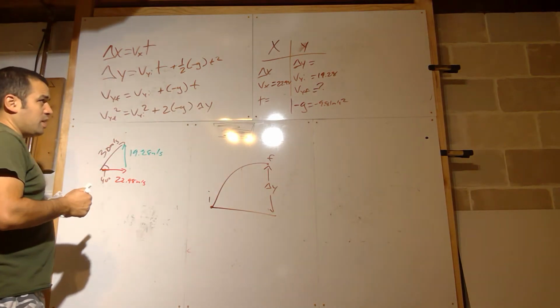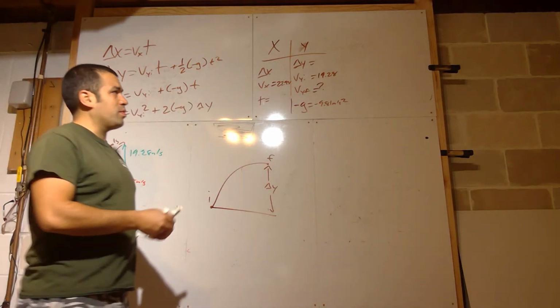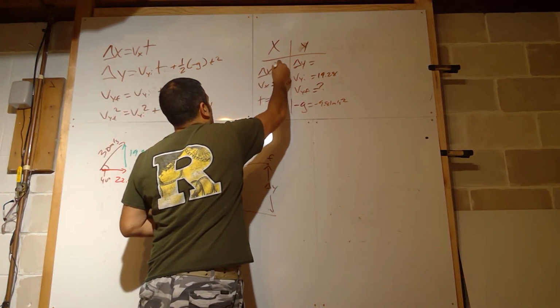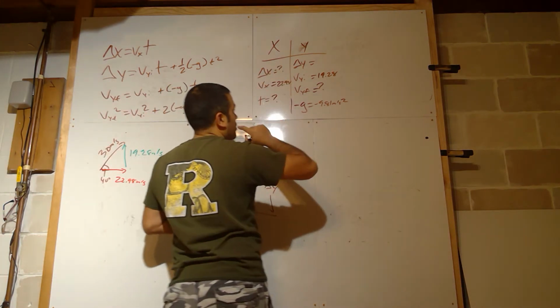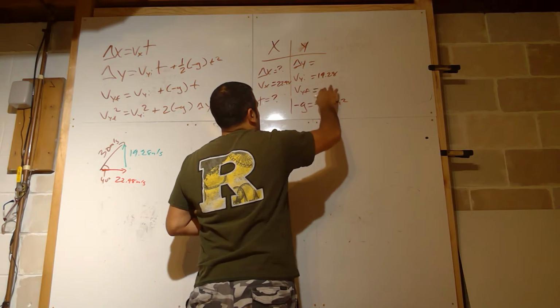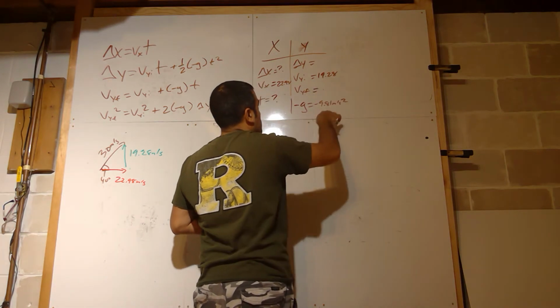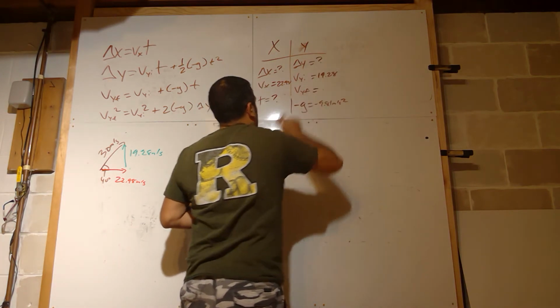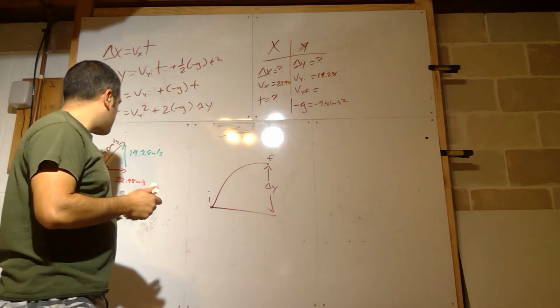And in order to do that, this is going to bring back some stuff from the previous unit that we've done here. Delta x, I have no idea. Time, I have no idea. And then we know what VYI is, we know what g is. We don't know what delta y is. VYF, this is where it gets a little bit tricky.